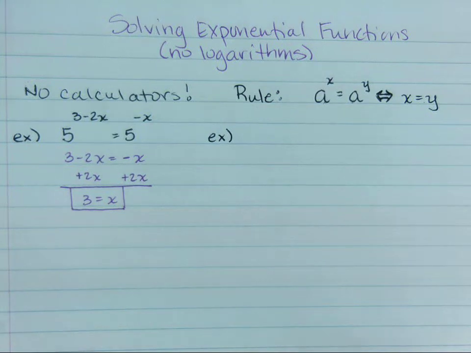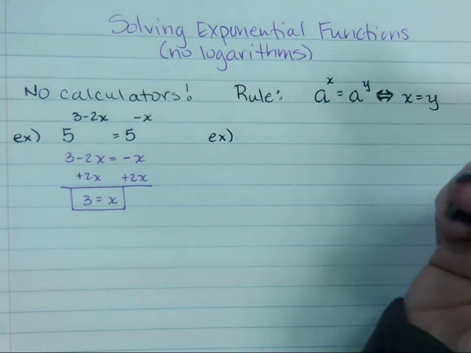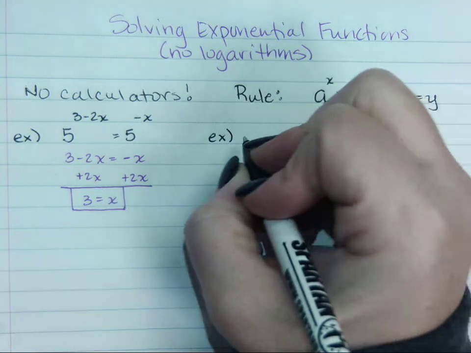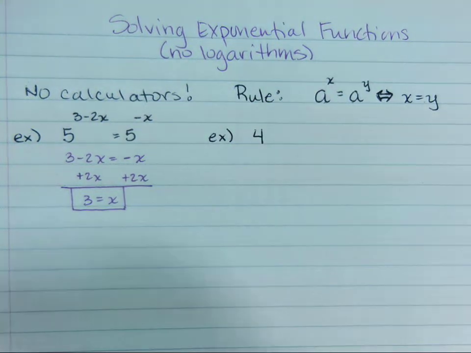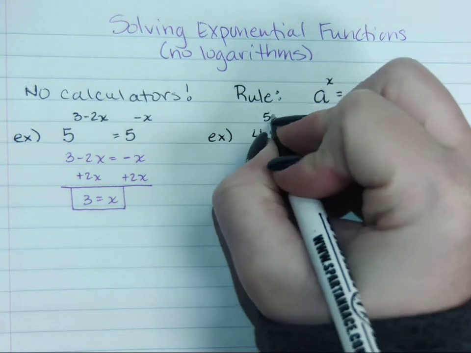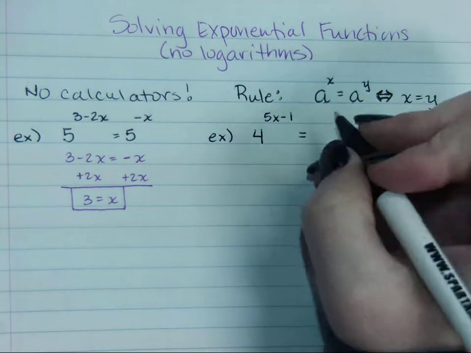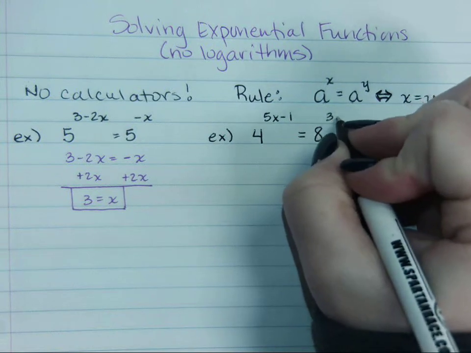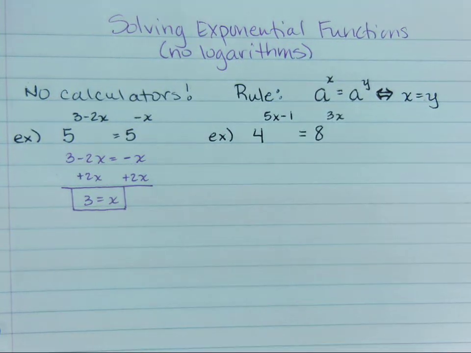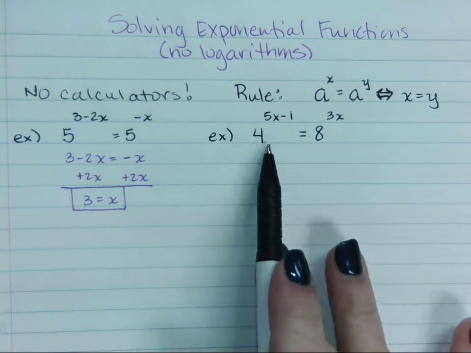Let's do some where you have a little bit of extra work to do first. For example, let's say you have 4 to the 5x minus 1, and I want to set that equal to 8 to the 3x. Now, in this case, your base values are not the same.